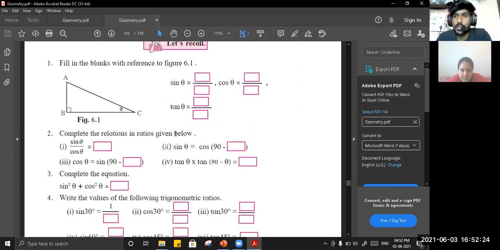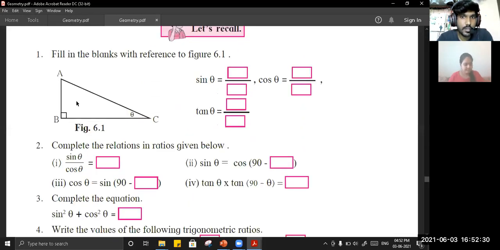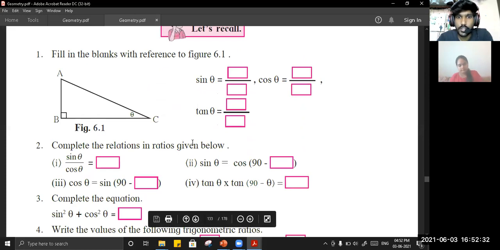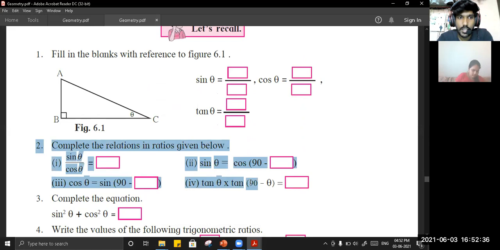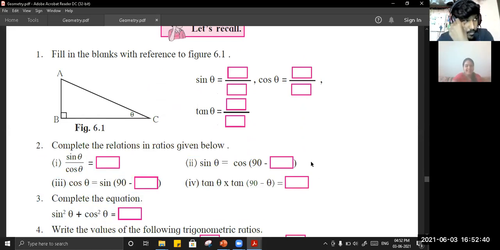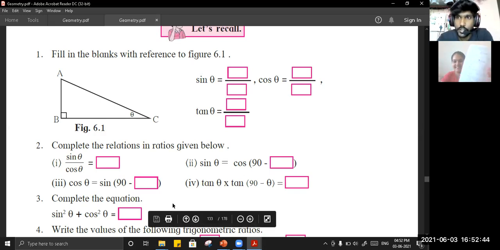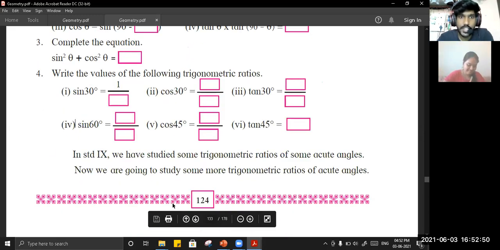Okay, so these are the activities in your textbook. So you already know what the answers are. These two we'll do later on. Okay, complete the given relation we'll do later on. I've done everything except those two. Have you written it in your textbook? Okay, good. So we need to now do the table.